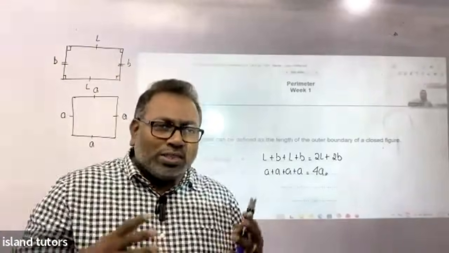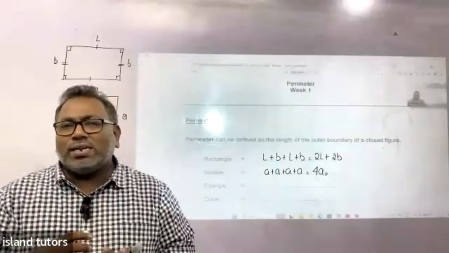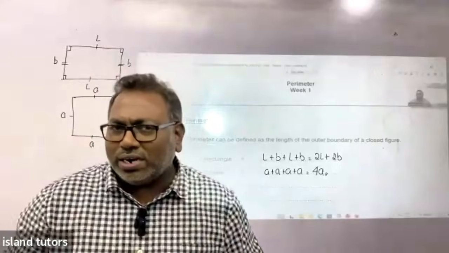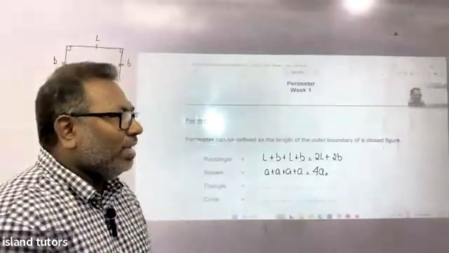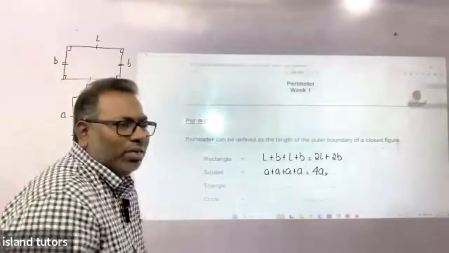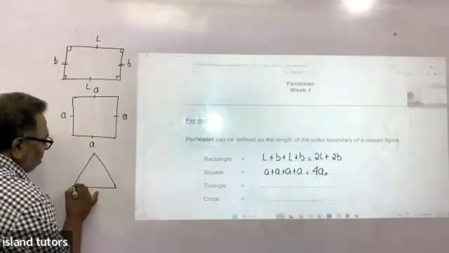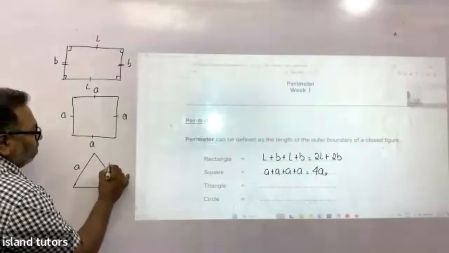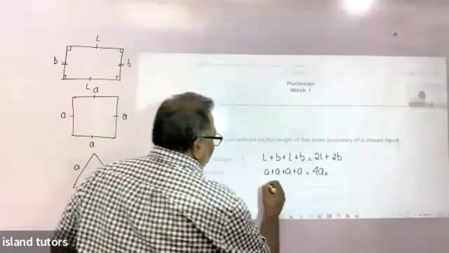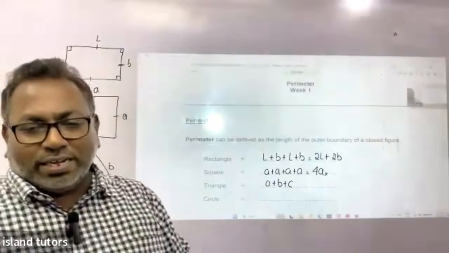And finally, the third type is the obtuse angle triangle, where one angle is an obtuse angle. What is an obtuse angle? An angle between 90 and 180 degrees. So triangles can be classified like that. To find the perimeter of a triangle, we just draw a triangle and add up all the sides. So A plus B plus C is the perimeter of a triangle. You got it?